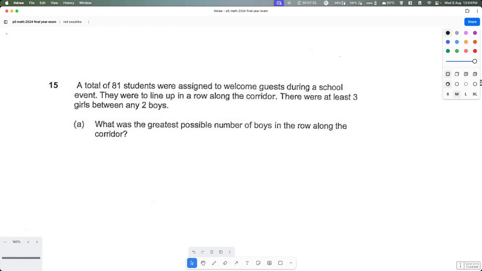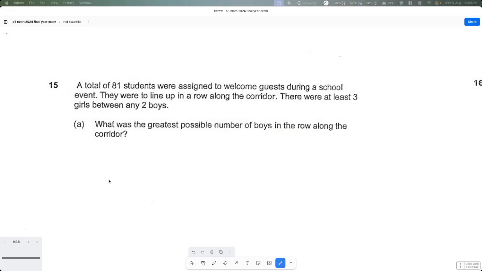Question number 15. It says here a total of 81 students were assigned to welcome guests during a school event. They were to line up in a row along the corridor. There were at least 3 girls between any 2 boys. So, what was the greatest possible number of boys in a row along the corridor?